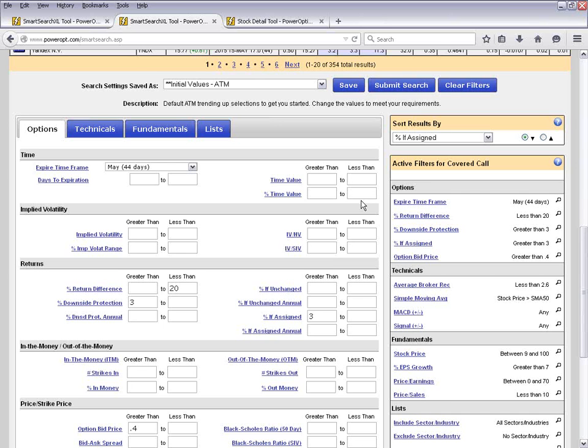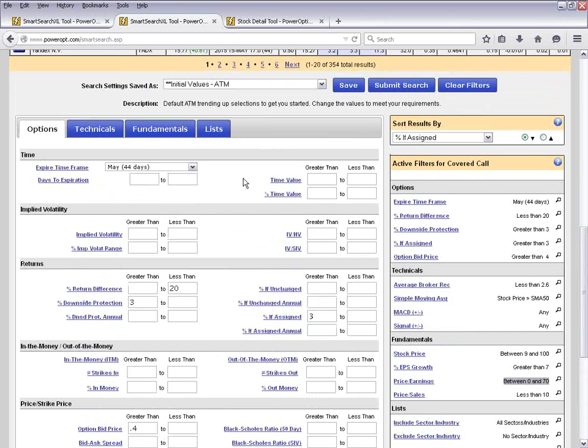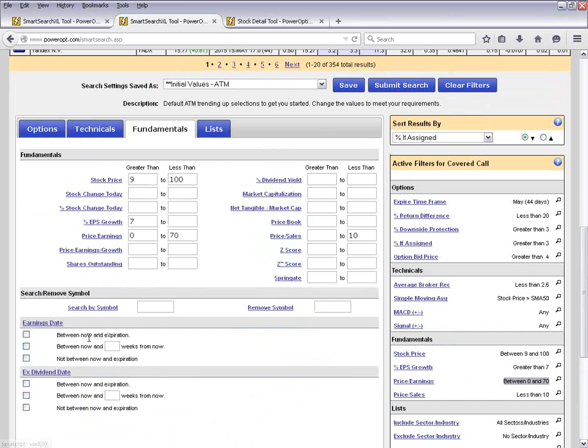And at the same time, you're going to give yourself a good downside protection of maybe 4 or 5%. But you're still going to want to look for stocks that have that same kind of criteria. You want stocks in an uptrend, stocks that have shown good growth, and of course, stocks that have maybe a good PE ratio, and you're going to want to avoid the earnings between now and expiration. Let me put that in as well.